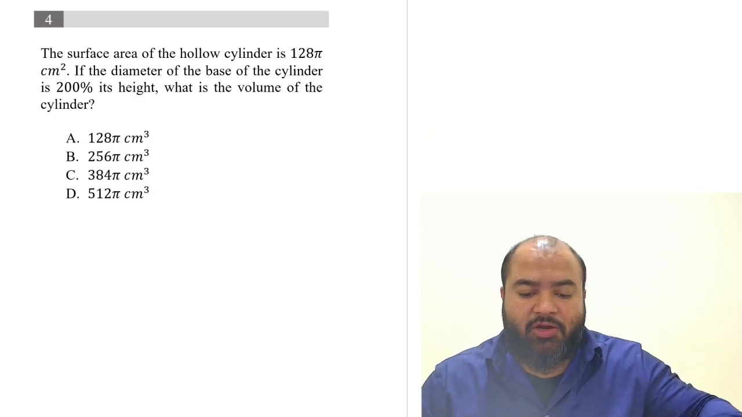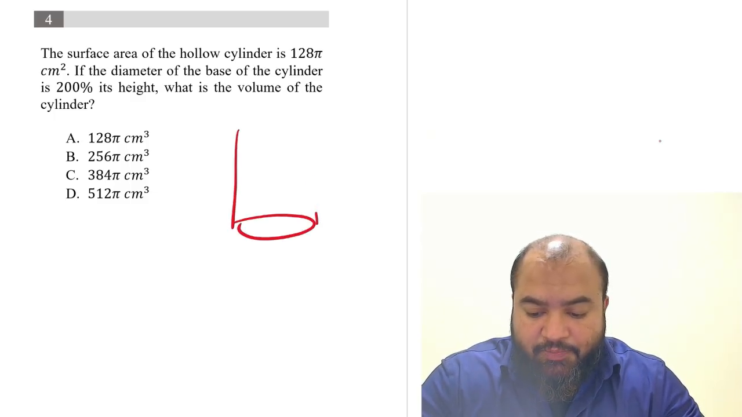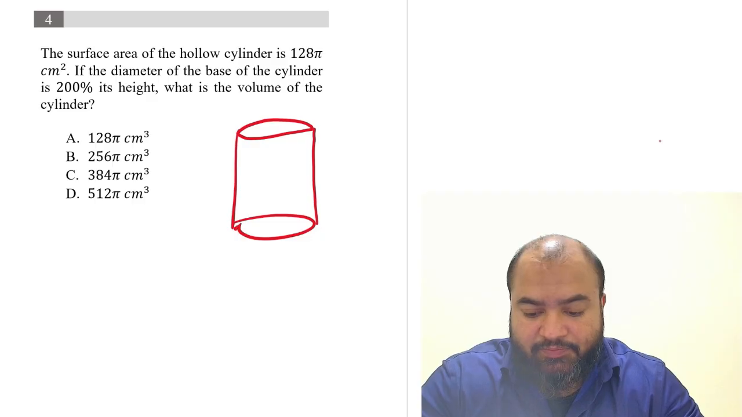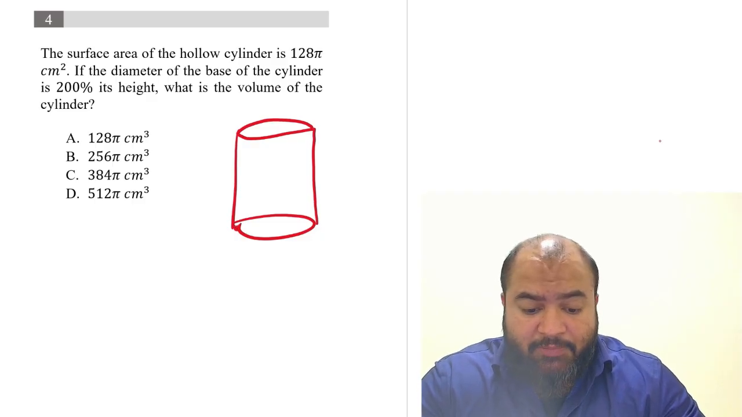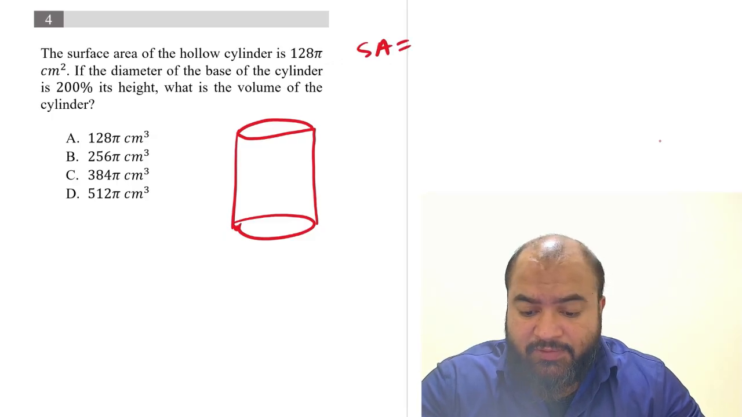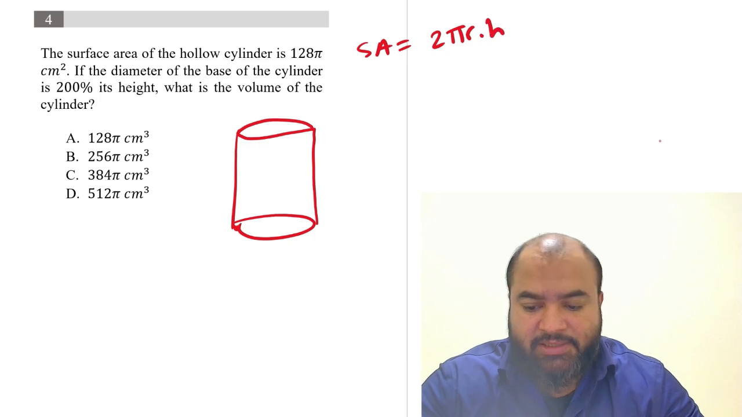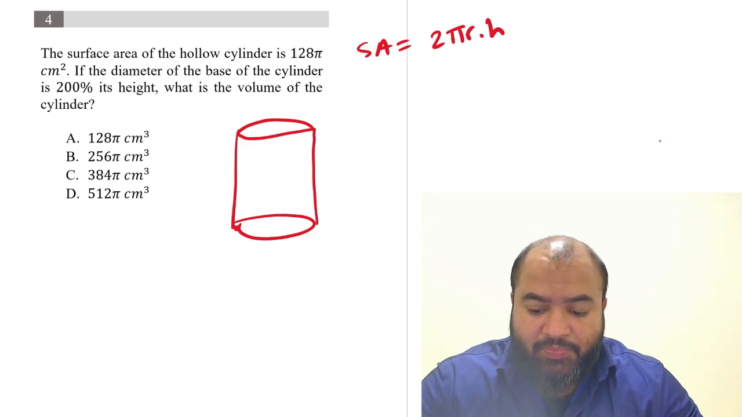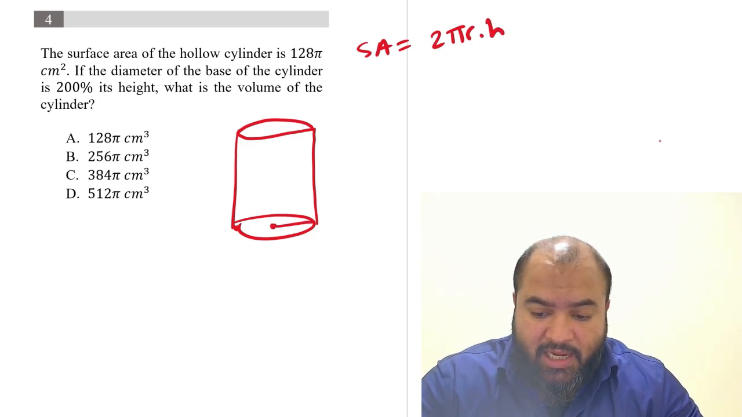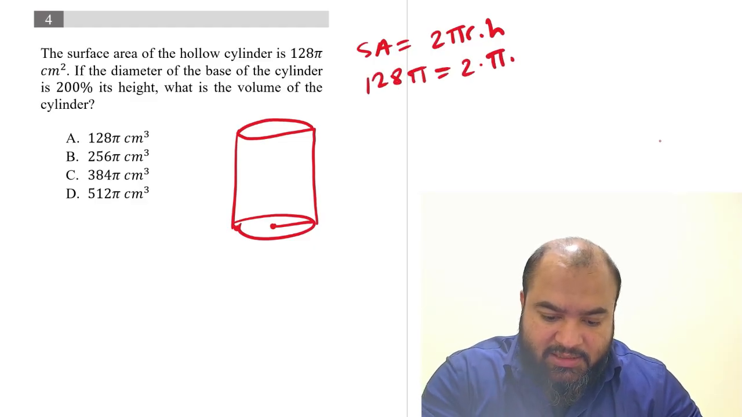The surface area of the hollow cylinder, which means the top and bottom are open, it's like a pipe, is 128 pi. Okay, so surface area is 128 pi. The formula for the surface area of a hollow cylinder is just 2 pi r times the height. This one you should remember. Now radius and the height. So surface area is 128 pi, 2 times pi, and the radius and height, let's see what they said.